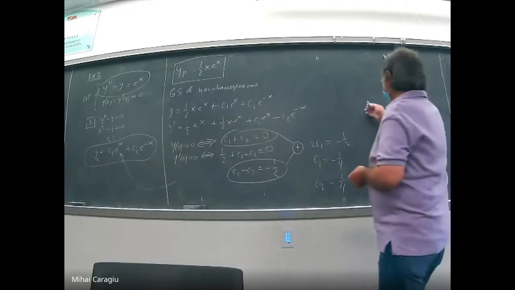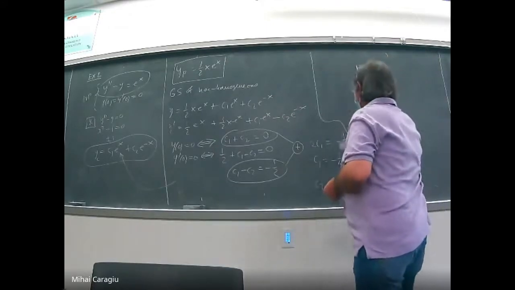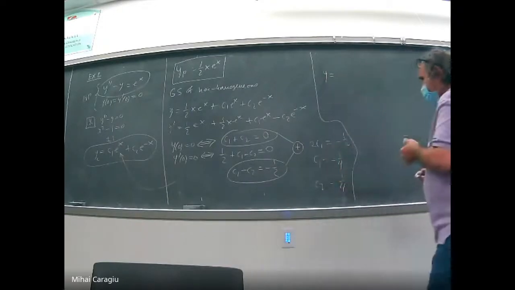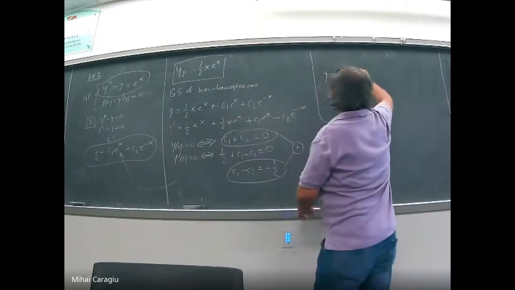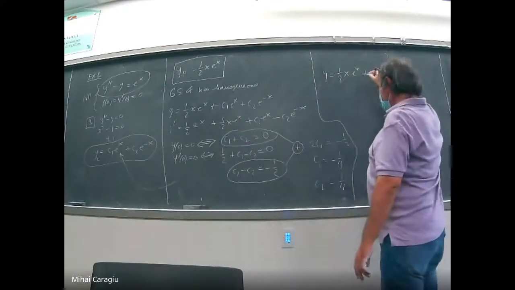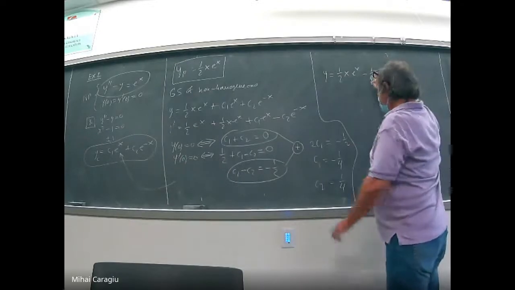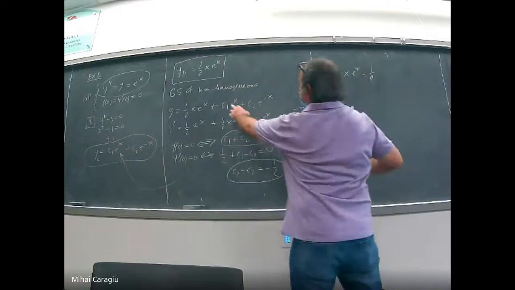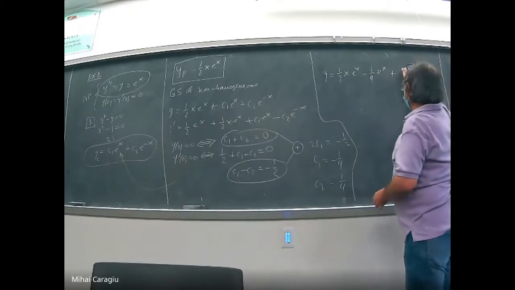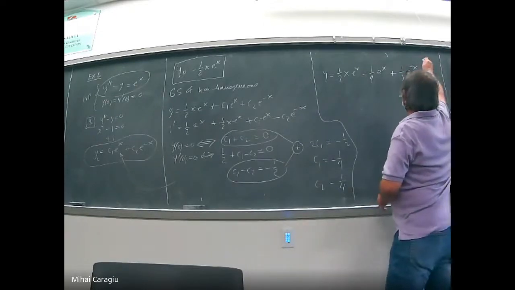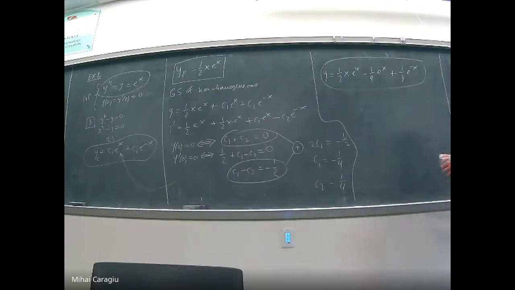Okay, so what is the general solution, the final result of the problem? Y equals, let's take it from here, 1/2 x e to the power x plus C1 is minus 1 over 4 times e to the power x plus C2 is 1 over 4 e to the minus x. And this is the general solution of the non-homogeneous equation. Again, take a last look and put everything together, see if it makes sense.